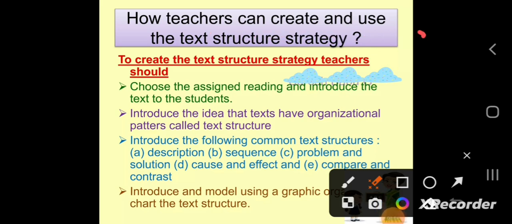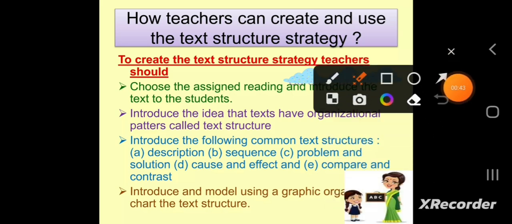How teachers can create and use a text structure strategy. To create the text structure strategy, teachers should choose the assigned reading and introduce the text to the students. Select and introduce the reading material. Choose texts that exemplify various text structures and introduce them to the students. Introduce the idea that texts have organizational patterns called text structures. Explain text structure. Teach students that texts are organized in specific patterns referred to as text structures.